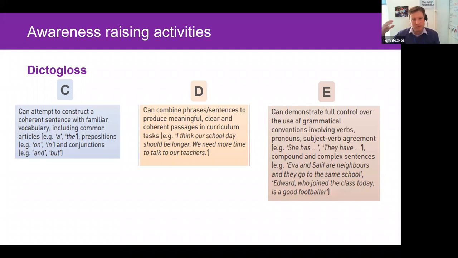And at band E, we're expecting students to demonstrate full control over use of grammatical conventions. So, making sure that they're using the right tenses and the right subject verb agreement. And so again, these kinds of activities really focus on those details.